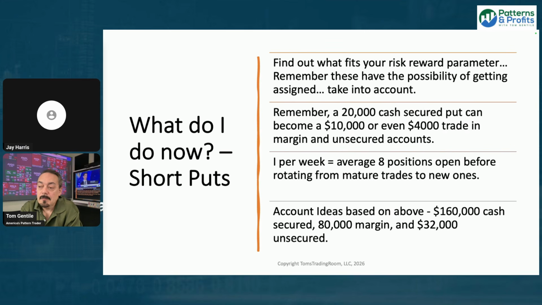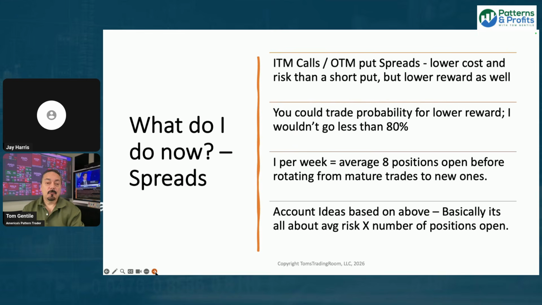Okay. Now, another thing you could do, and we're going to talk about this in a moment, is short put credit spreads. Those out of the money credit spreads really do take a lot of this and make it easier for the smaller accounts. So, account ideas: you can see $160,000 for a cash account, $80,000 for a margin account, $32,000 for unsecured, following these rules of 8 positions, one per week. And I'm giving you a static number here. That will vary. But the way you can create this without any variations is with put spreads, right?